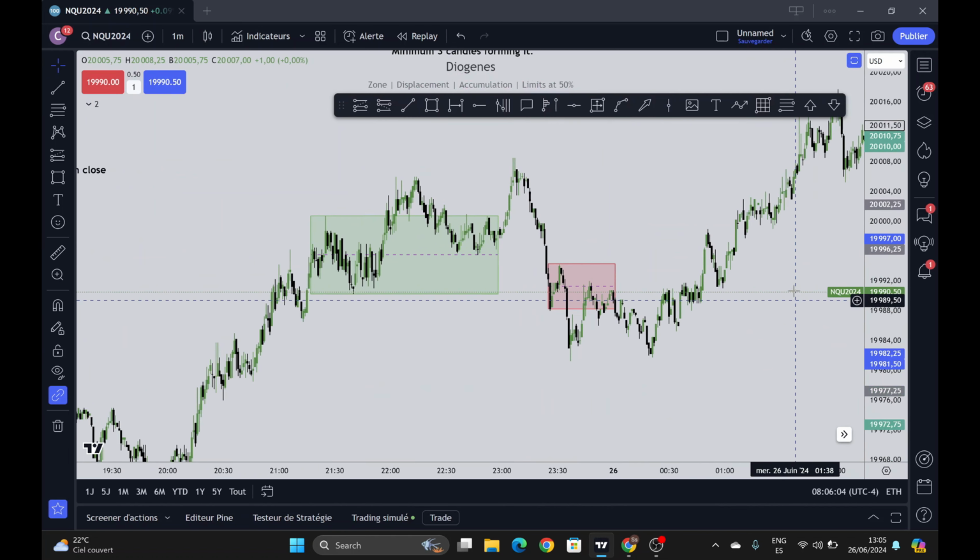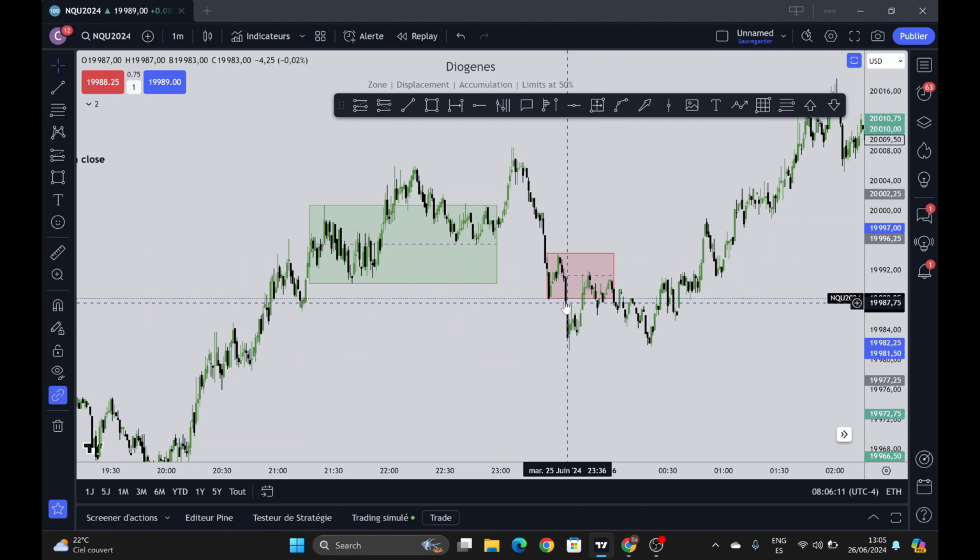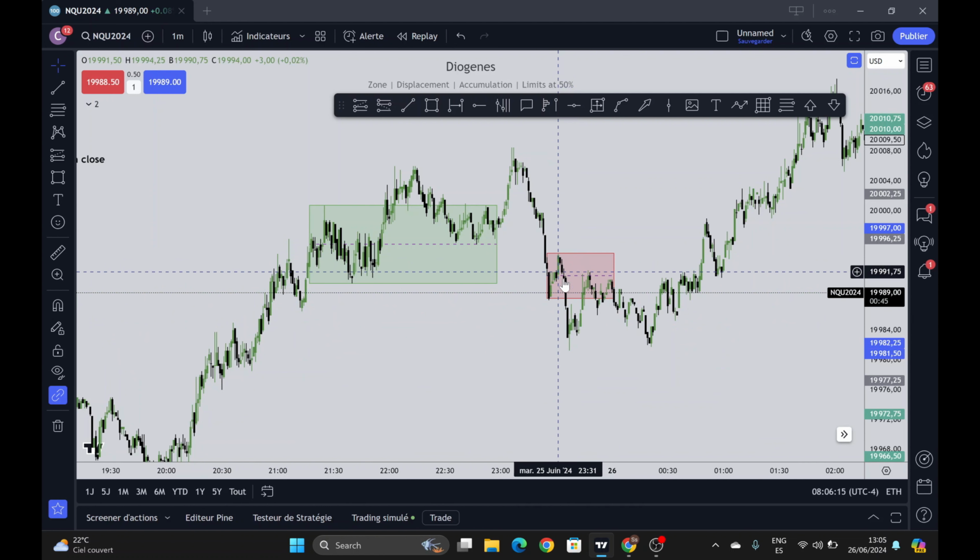Example of a bearish zone. So this was our valid low, this was our valid high. We closed under here with this candle, which is what validates this as a bearish zone.